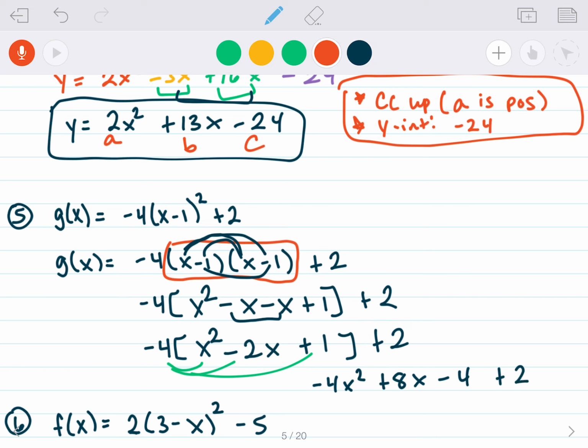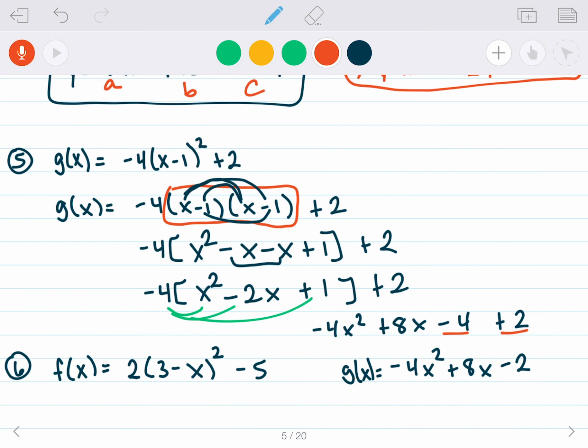Okay? My last step here to simplify this completely is to combine those like constants. And negative 4 and a positive 2 makes a negative 2. So now we're in standard form. We have g of x is equal to negative 4x squared plus 8x minus 2. Okay? And we can now identify a, b, and c. So a is that number attached to x squared, which is negative 4. We have b is 8, and we have c is negative 2.